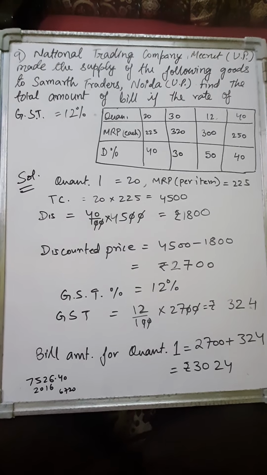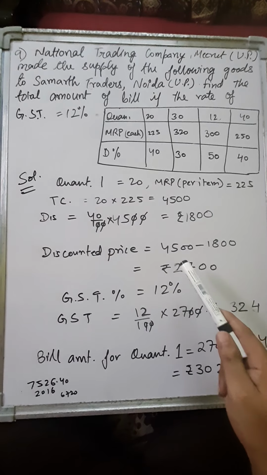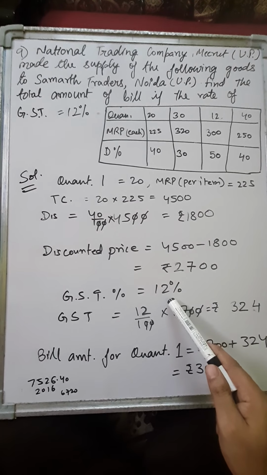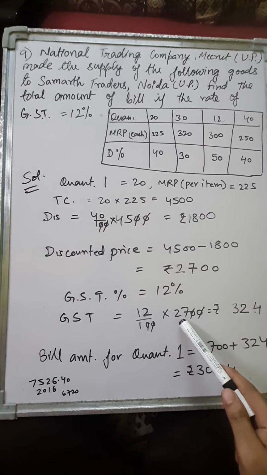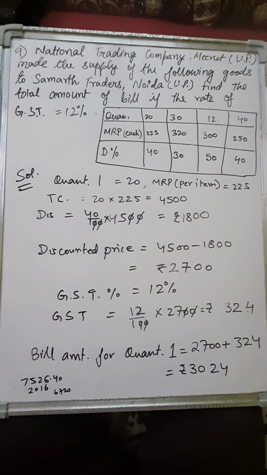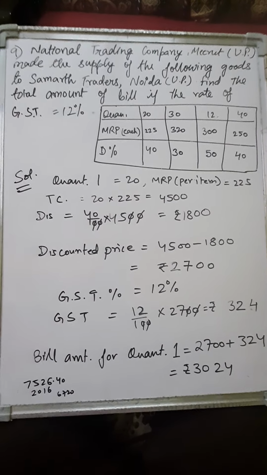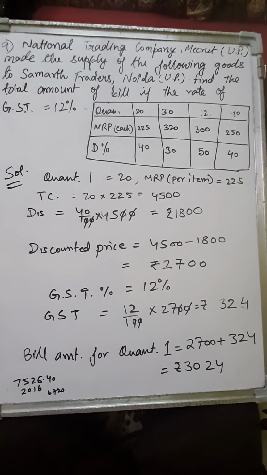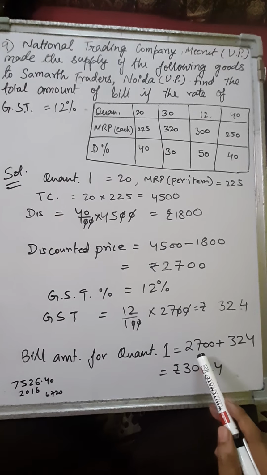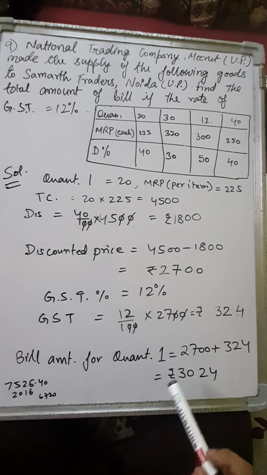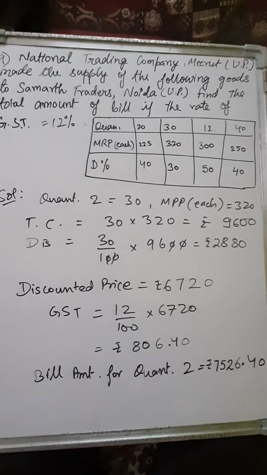Right, children? Now we got the discounted value. On this value the tax will be calculated, and the GST is 12%. So 12% of 2700 will be 324. Right, children? So the amount for quantity 1 in the bill will be the 2700 discounted value plus tax, which is 3024. Right, children? Note down please.